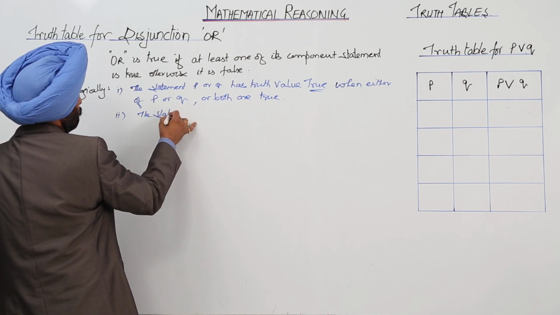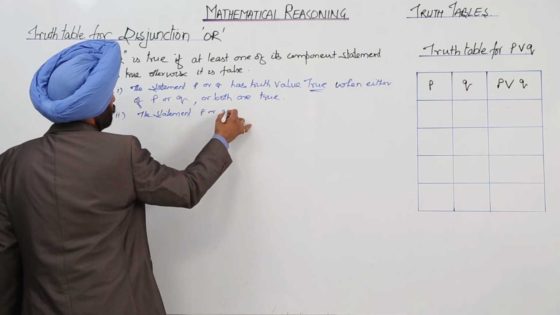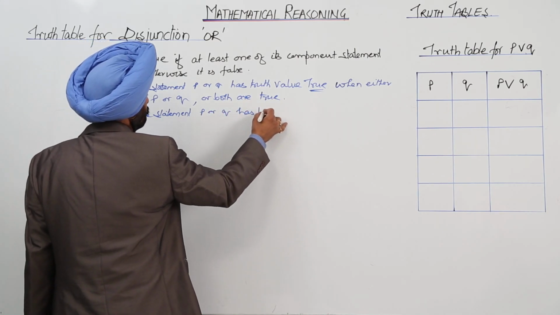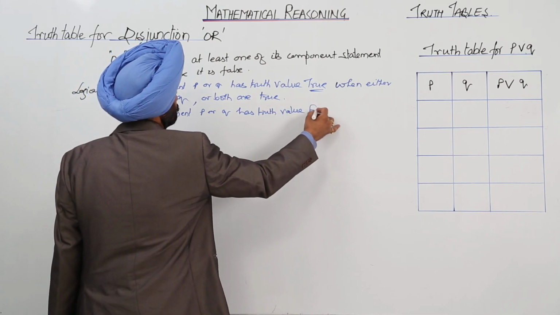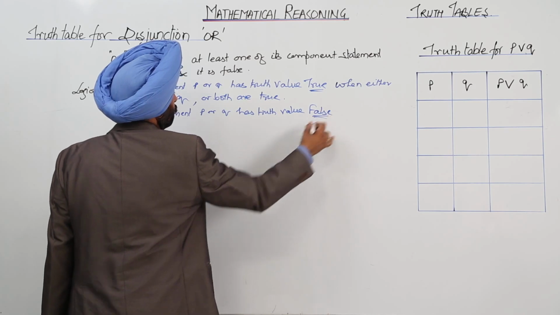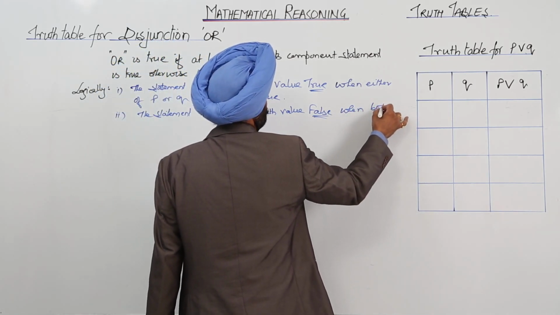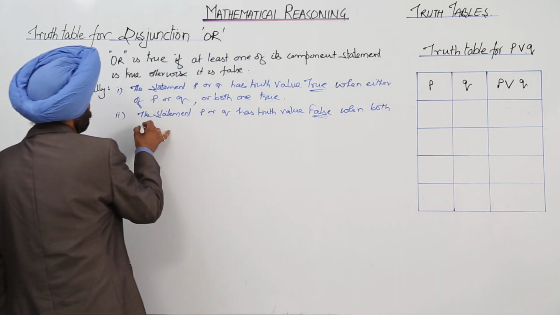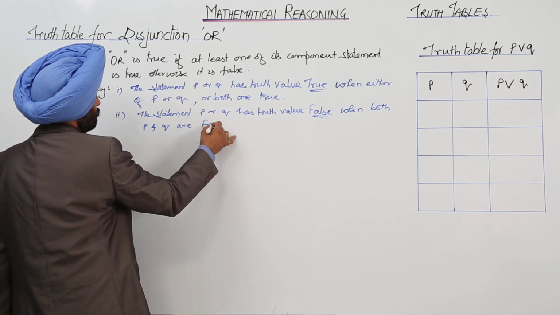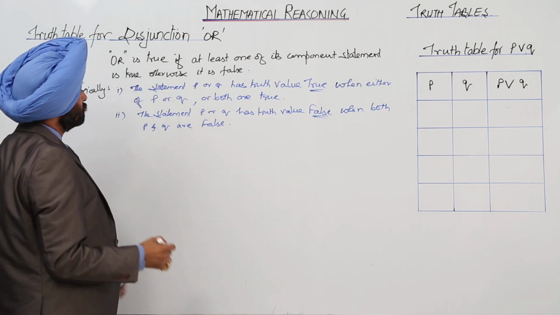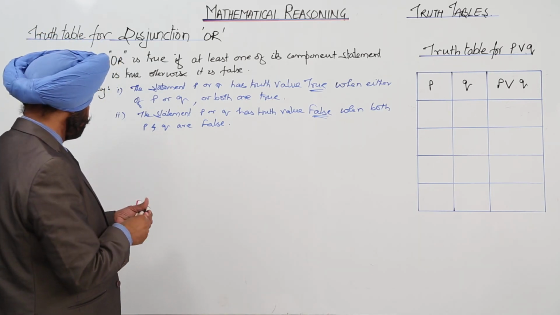The statement P or Q has truth value false when both P and Q are false. So this is the basic thing for the OR table. Now let's go for an example.